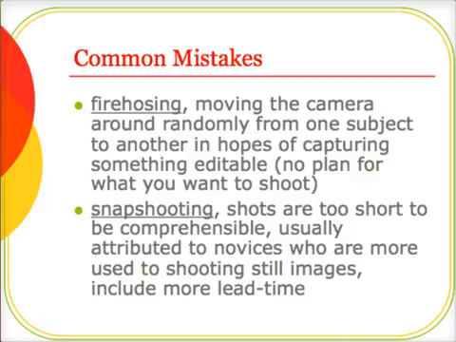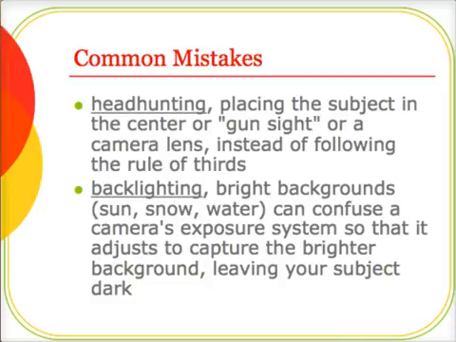Headhunting is where you place a subject in the center or the gun side of a camera lens. You don't follow the rule of thirds and put someone's head at that topmost horizontal line, but rather you put them right in the middle. Backlighting is a common mistake. A bright background like sun, snow, or water can often confuse a camera's exposure system so that it adjusts to that bright background, and in turn it leaves your subject very dark. So it's important to tend to backlighting.